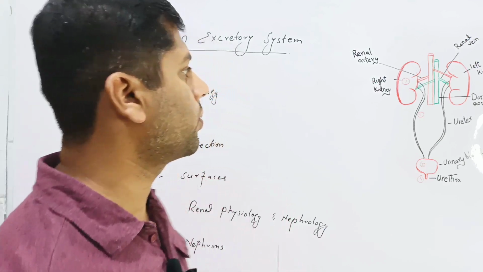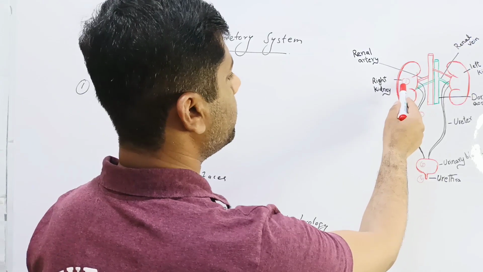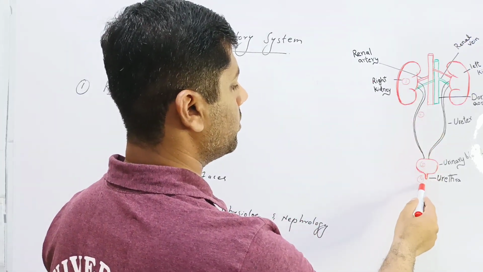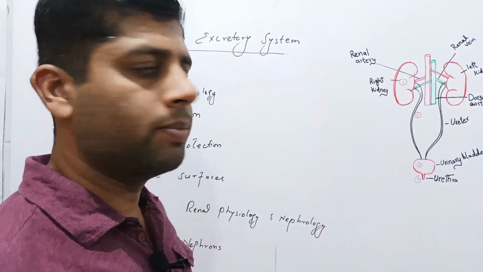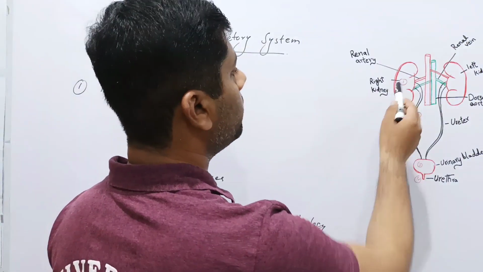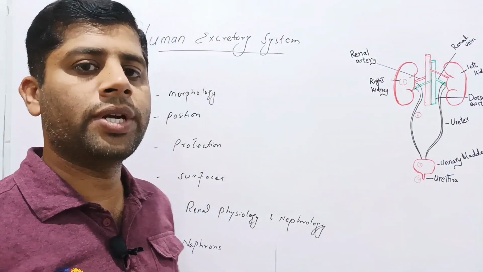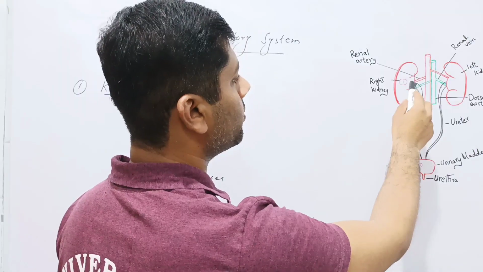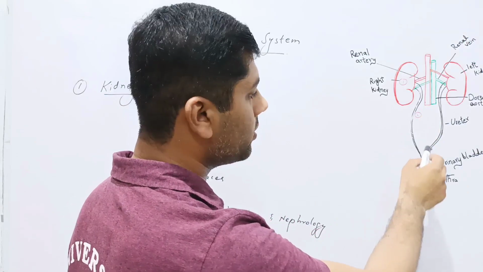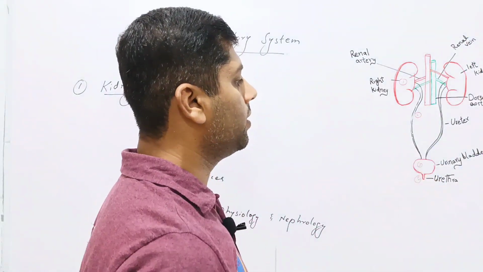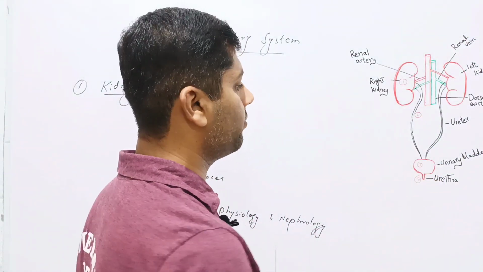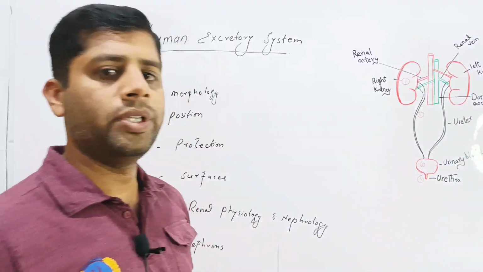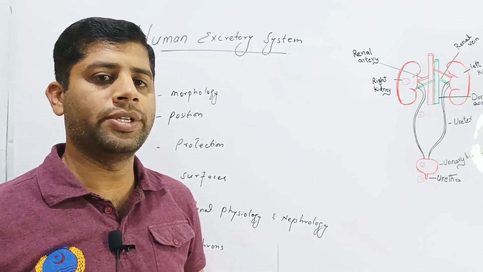It comprises four components. The first is the kidneys, the second is the ureter, the third is the urinary bladder, and the fourth is the urethra. Their brief function is that the kidneys filter the blood and remove nitrogenous waste and other toxic material from the blood in the form of urine. It is transported via the ureters into the urinary bladder, where it is stored for a while and then excreted out of the body through the urethra. We will discuss all these components one by one in detail.